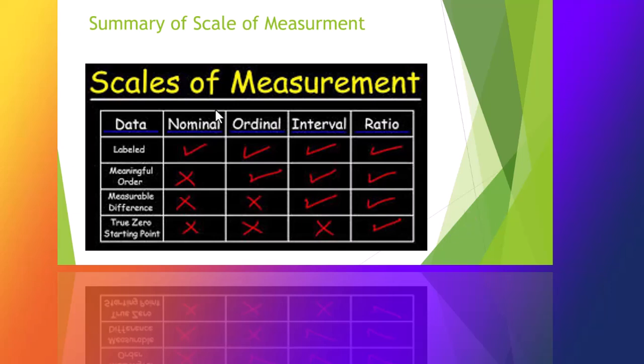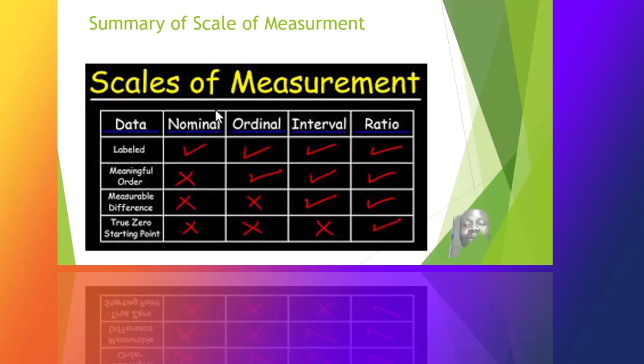So in summary, for the scales of measurement, I have put a check on the boxes. Nominal data are just for labels, but they don't have meaningful order. They don't have measurable difference. They don't have true zero or starting point. Ordinal data can be used for labels. They have a meaningful order. You can know that this one came first, the other one came second, and they don't have measurable difference.